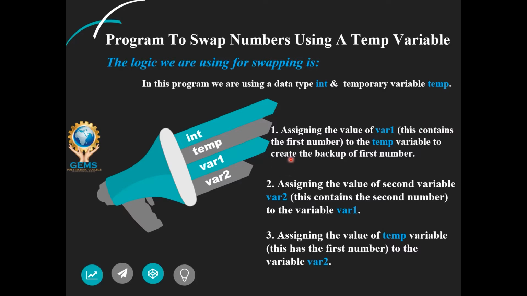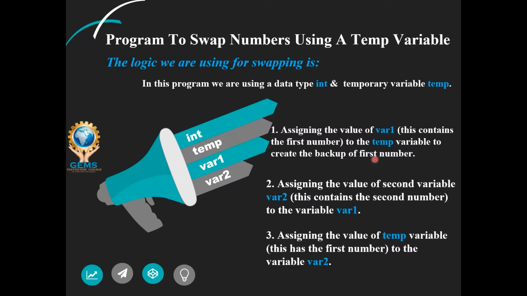So the first point says here, assign the value of variable 1 to the temp variable. That means the value which is held by the variable 1 is going to be assigned to the temp variable, to create the backup of the first number. Dear students, the value which is held by the variable 1 is going to be assigned to temp variable. First point says this thing.